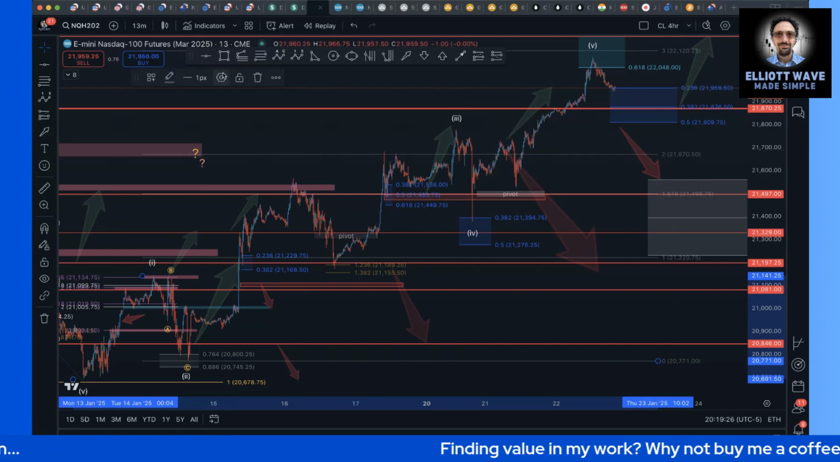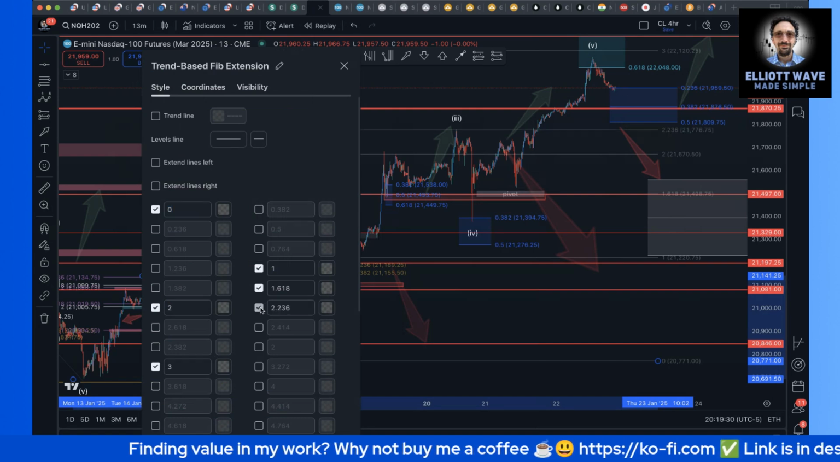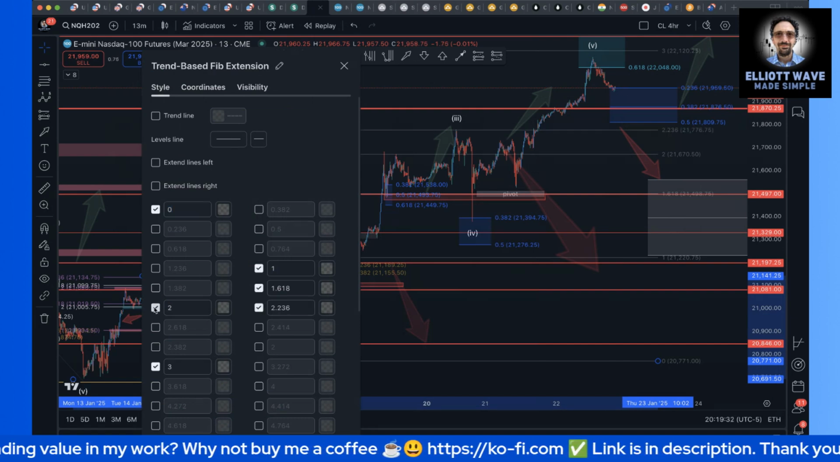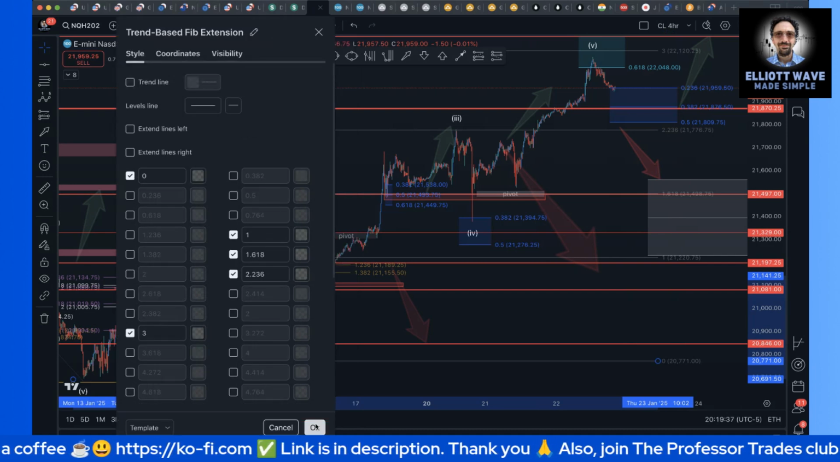Actually, let me just see what fib that actually hit. Did it hit the 236? Look at that. I didn't notice that before until right now. So the wave 3 came up.